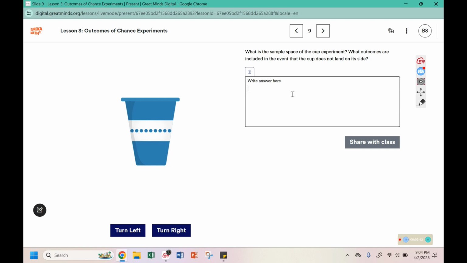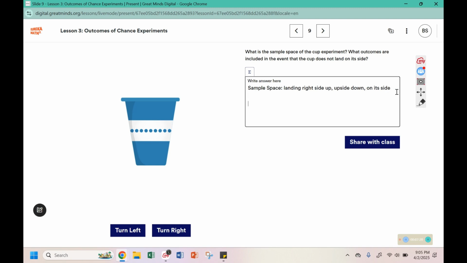What is the sample space of the cup experiment? What outcomes are included in the event that the cup does not land on its side? The sample space would be landing right side up, upside down, or on its side, since those are the list of all possible outcomes.